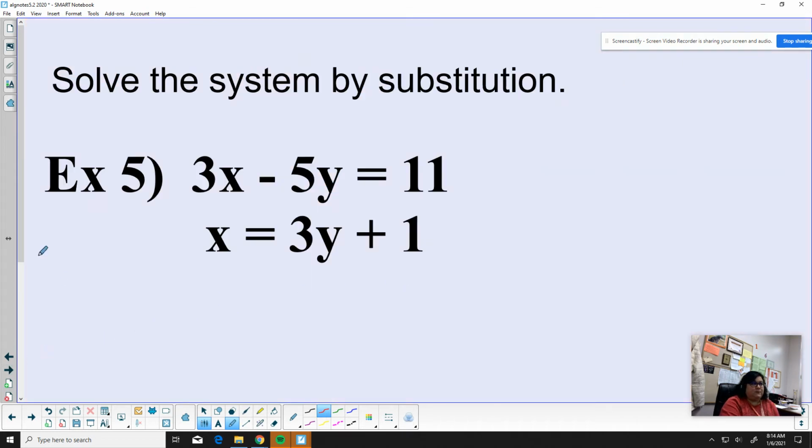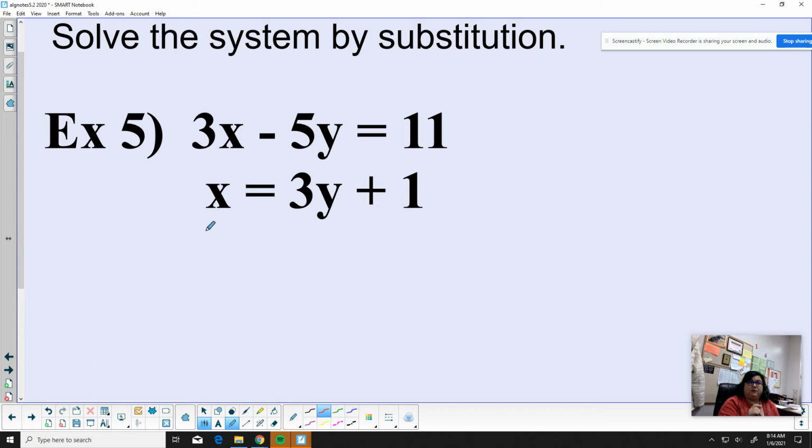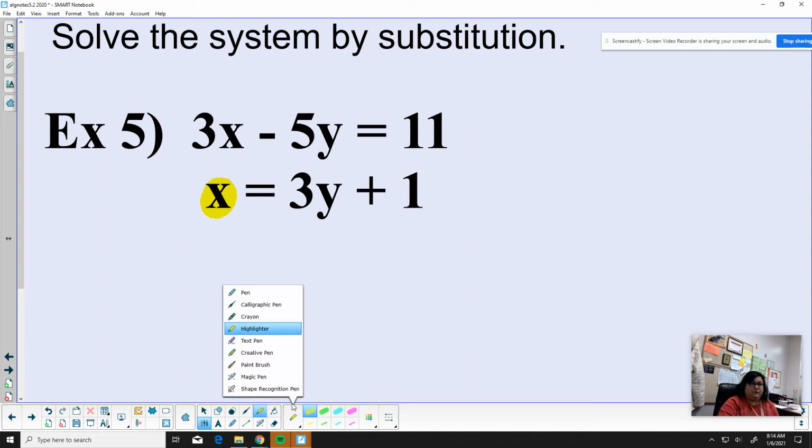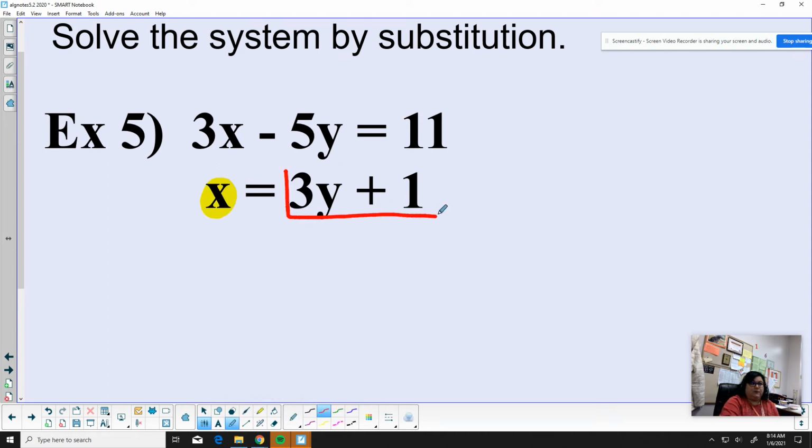Okay, let's try this one. Actually, press pause and give that a try. See if you get it. Okay, so we've got this x solved, and we want to put this in for x in the other equation. So we're going to take this x out and put this box in there.